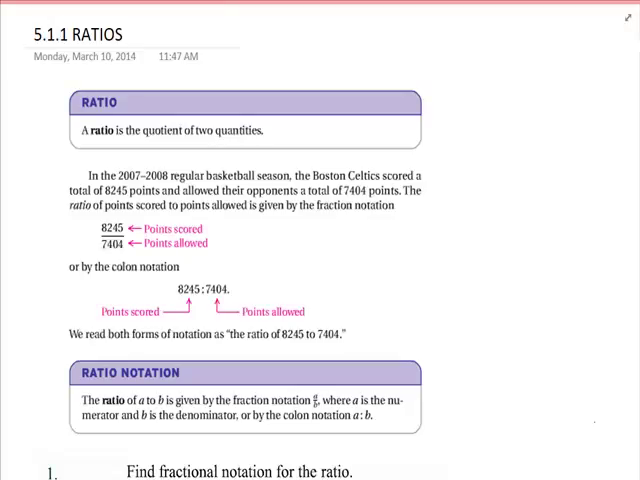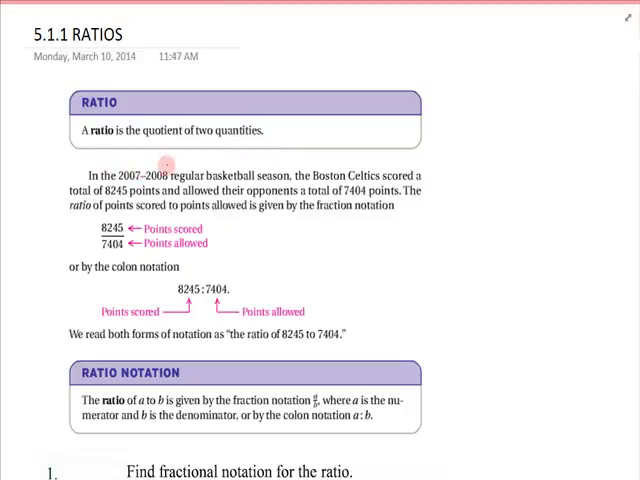In this module, and especially in this unit, we're going to talk about a ratio, and then we'll move on to talk about something called proportions. But first, the definition of a ratio. A ratio is the quotient, meaning division, of two quantities. That's really all it is. So here's a little example.